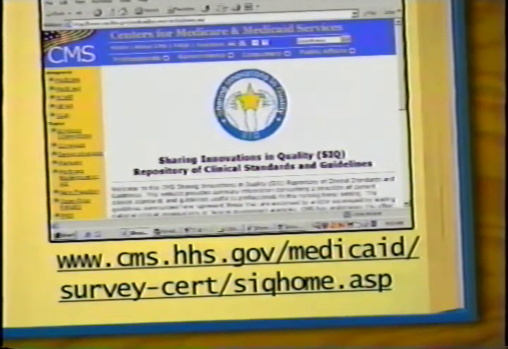This will include guidelines such as the AHRQ and AMDA guidelines, as well as all source documents used in our new interpretive guidelines. I invite our viewers to check out this site periodically, as it was specifically designed to include information relevant to surveyors and nursing home providers.